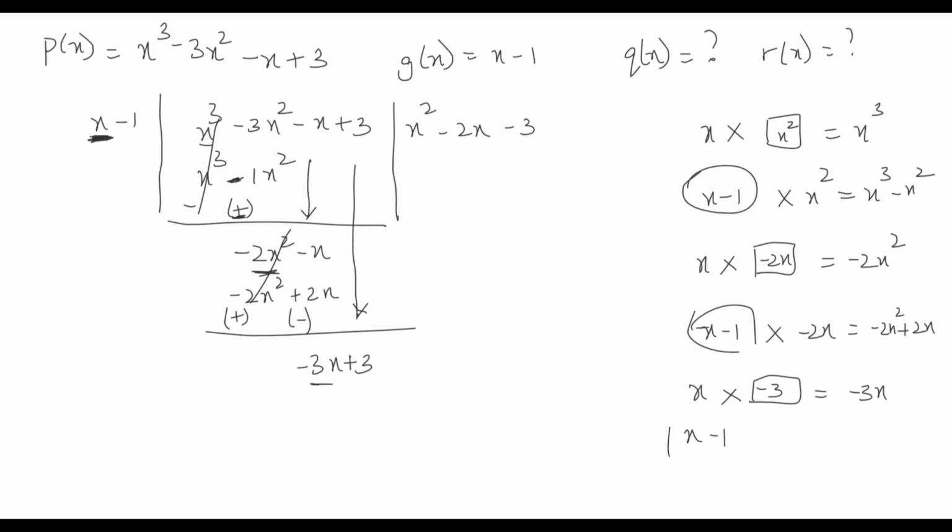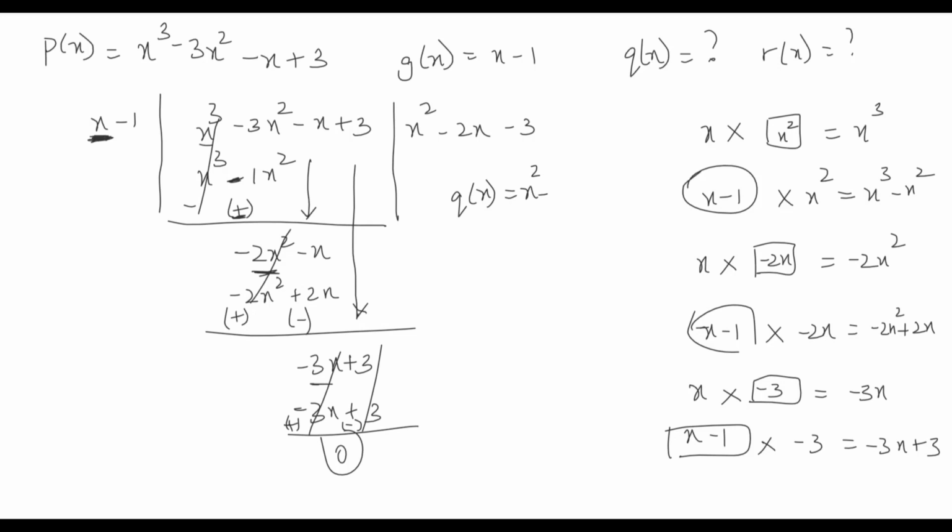Now x minus 1, the whole divisor, is multiplied by minus 3, that is minus 3x plus 3. Substitute here, so this will become plus, plus, minus, and this gets cancelled. You are left with 0. So therefore we have our q of x as x square minus 2x minus 3 and r of x is 0. Substituting this in the division algorithm.